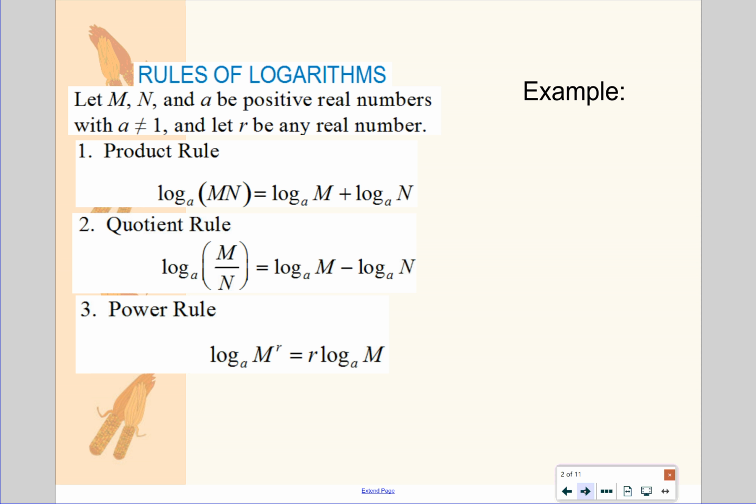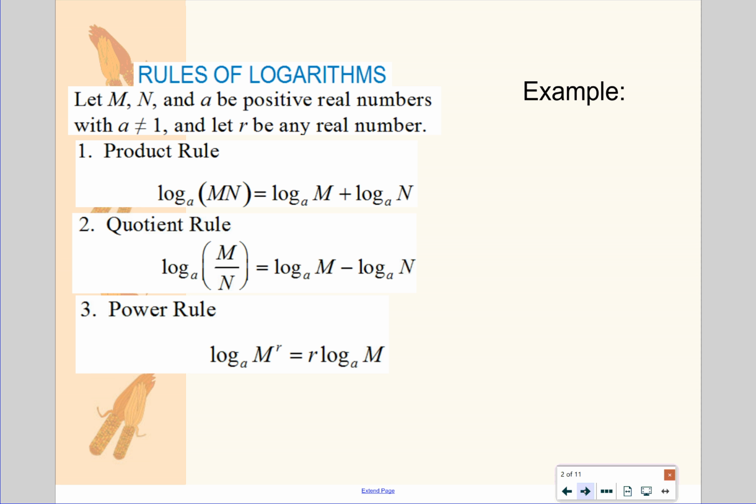We use these properties to either take a single log and expand it, so write it as multiple logs, or take multiple logs and condense them, write them as a single log. So we could use the property potentially in 2 different ways. Make the left side look like the right, or the right side look like the left.